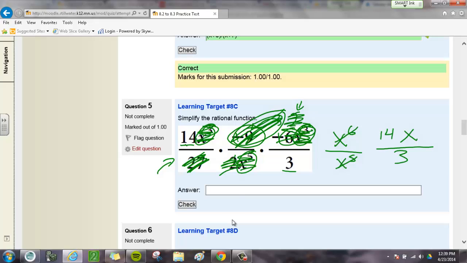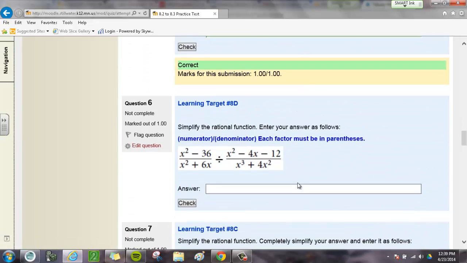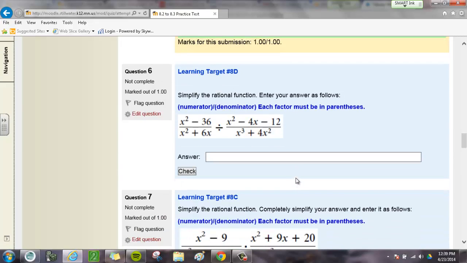Let's see if that turns out to be the right case. 14x divided by 3. Checking it. Click and check again. I'll do it one more time. There we go. 14x divided by 3. That turned out perfect.